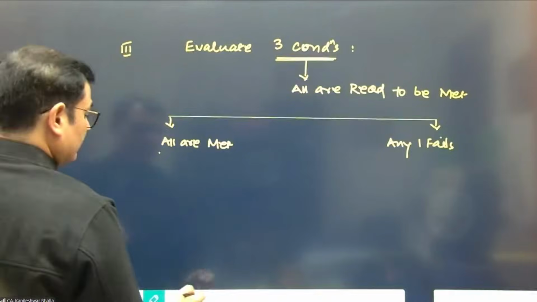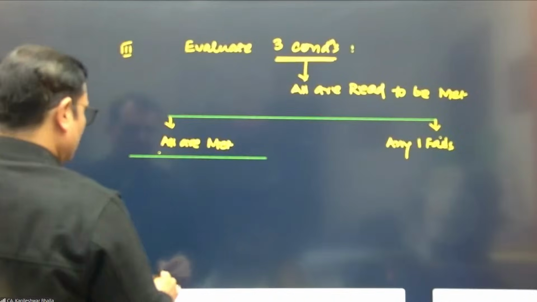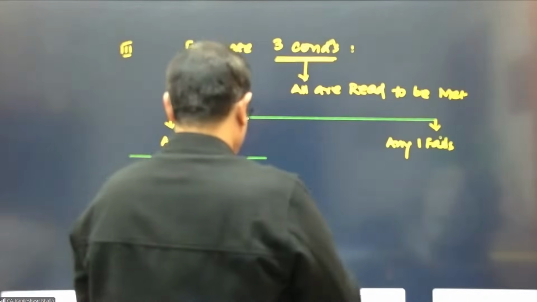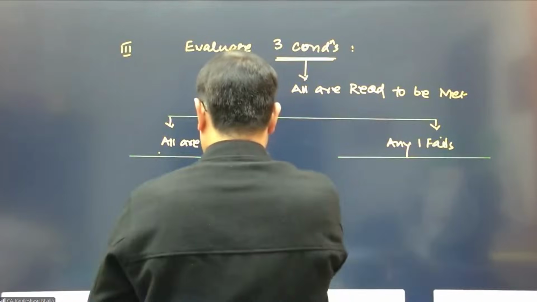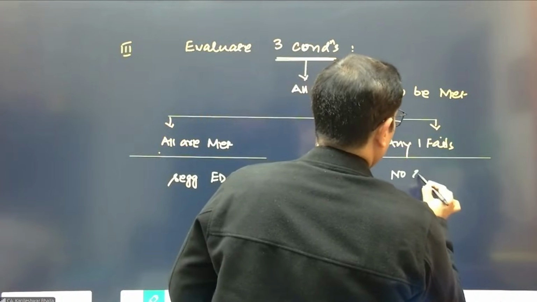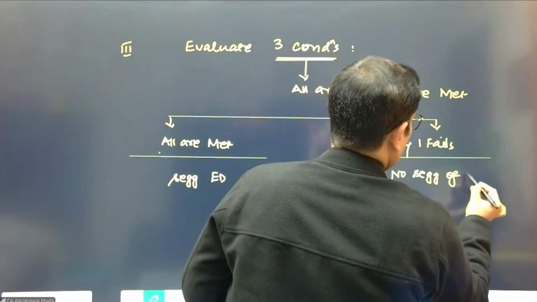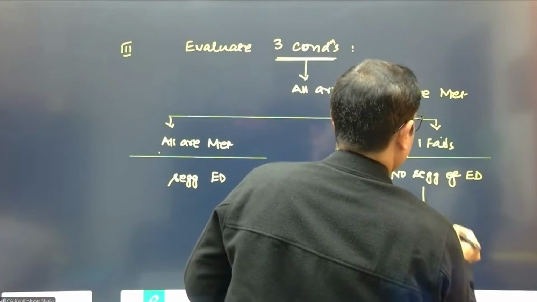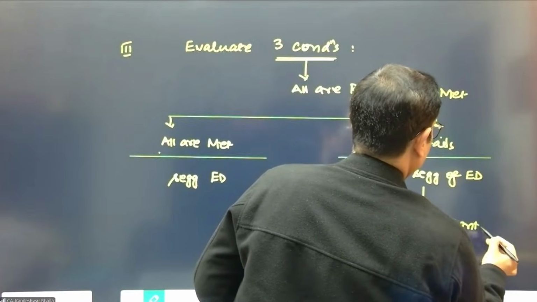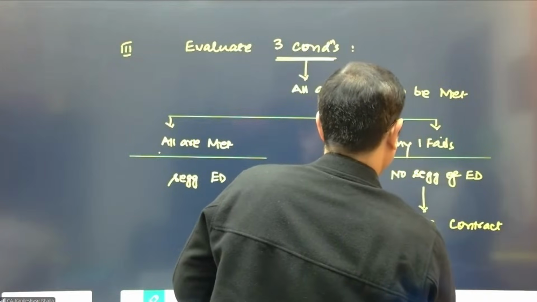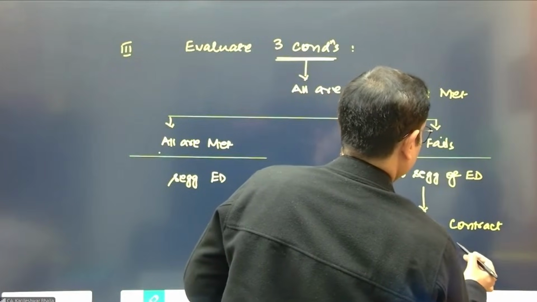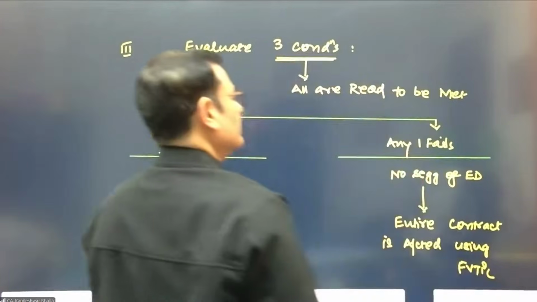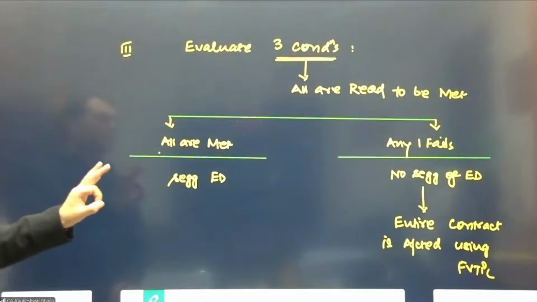Now, if all the conditions are met in this particular case, we will segregate the embedded derivative. And if any one or more than one fails, then no segregation of the embedded derivative, and the entire contract is accounted for using FVTPL. In this case, we apply the concept of FVTPL.